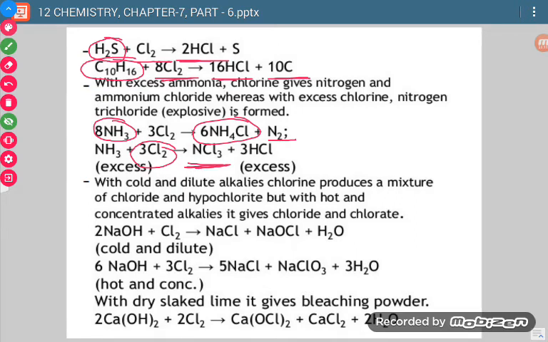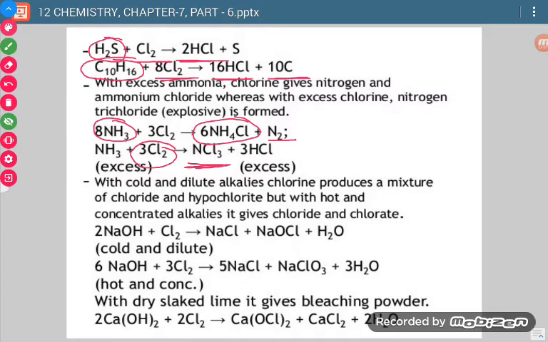Now see why we are saying that there is excess of ammonia in the first case, because we have taken chlorine as 3 moles and ammonia equal to 8 moles, and in the second case we have taken chlorine equal to 3 moles, but ammonia as 1 mole only. So in the second case chlorine is in excess, and in the first case ammonia is in excess.